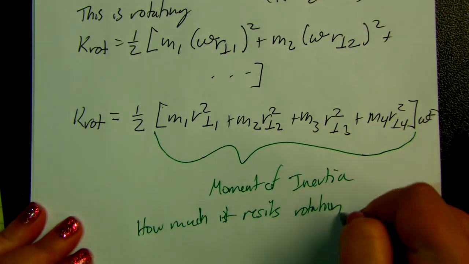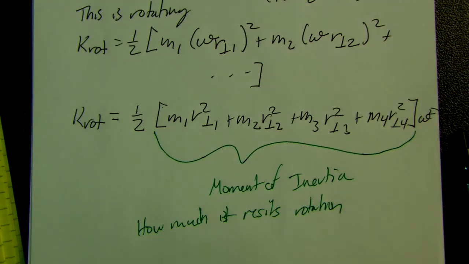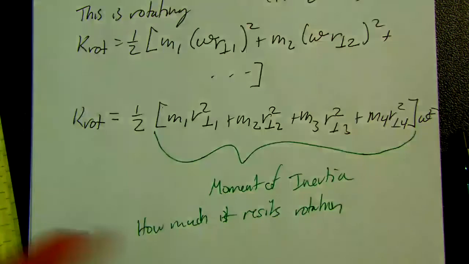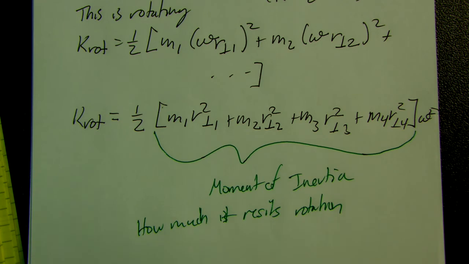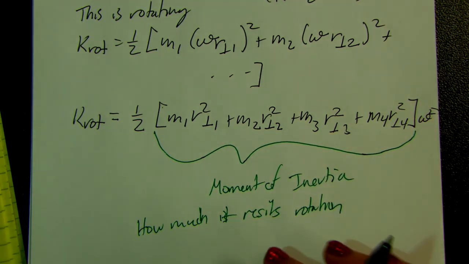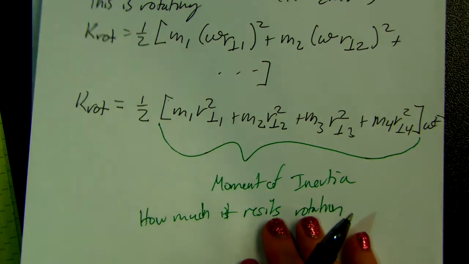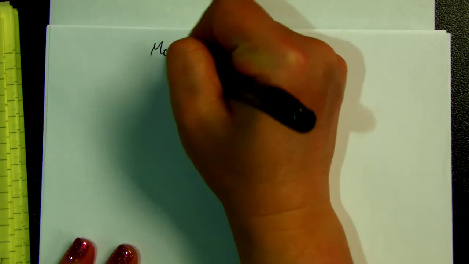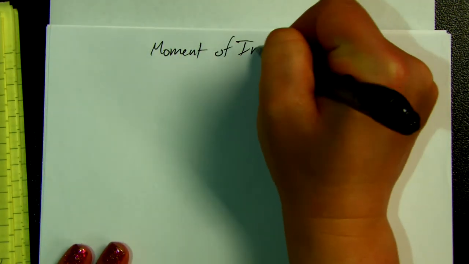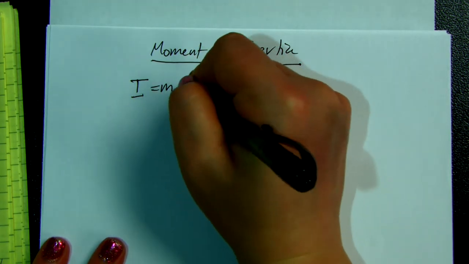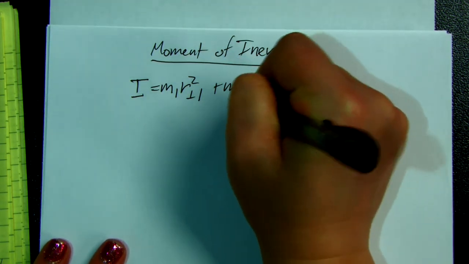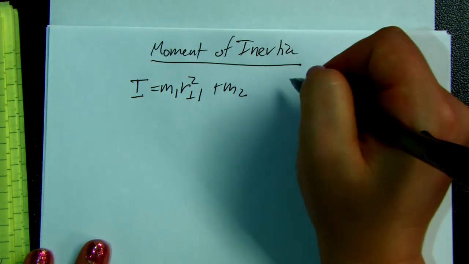Which makes sense. If we think about it, the more massive something is, the harder it is to get it spinning. And we can see that encapsulated even conceptually within the expression for the moment of inertia. So let's write out explicitly what the moment of inertia is. The moment of inertia is expressed using a capital I. So moment of inertia, capital I, is equal to the sum of all of the atoms times the distance from the center squared.